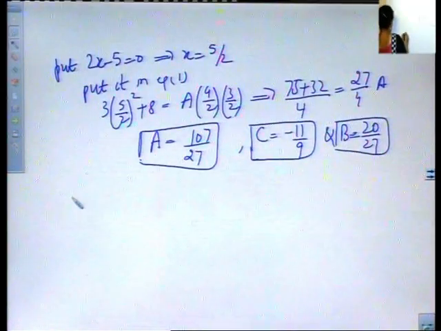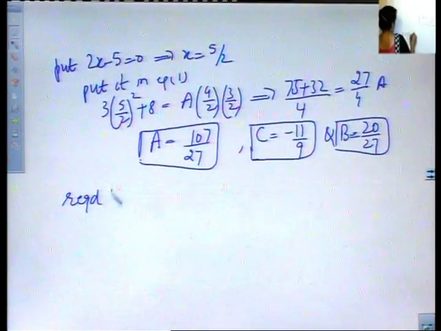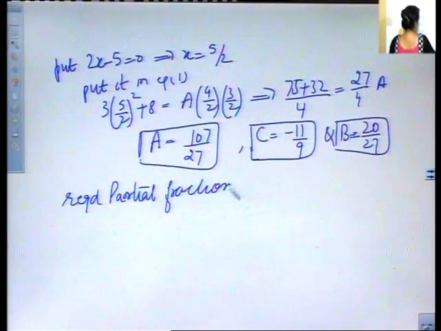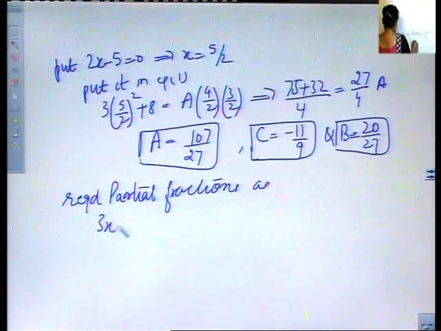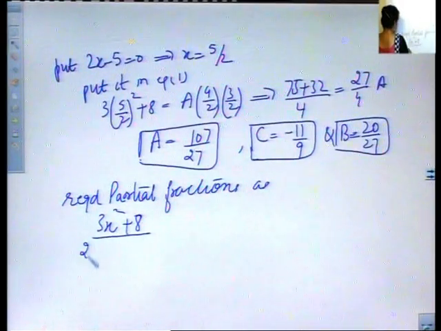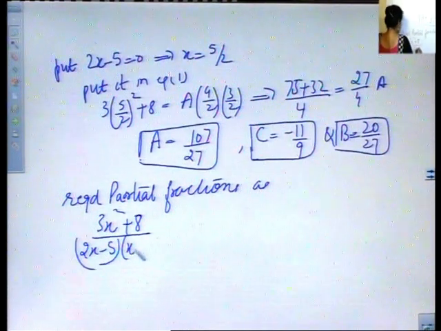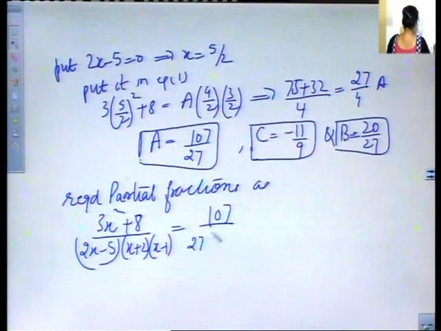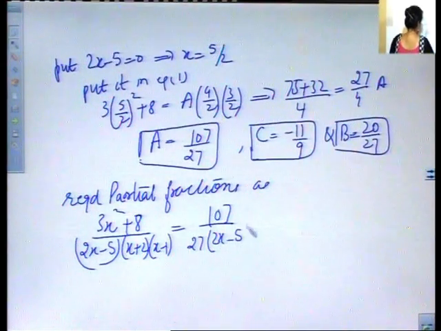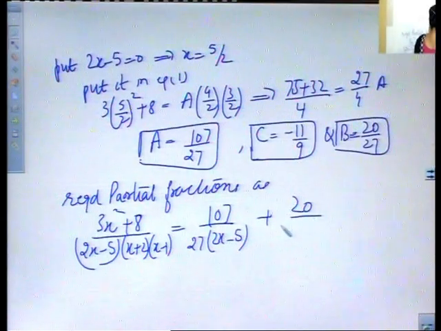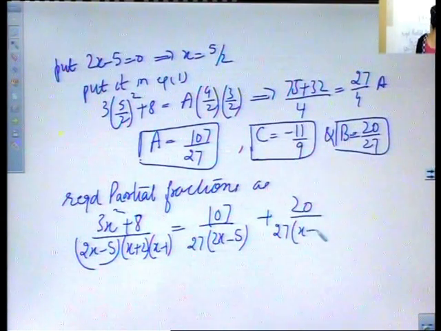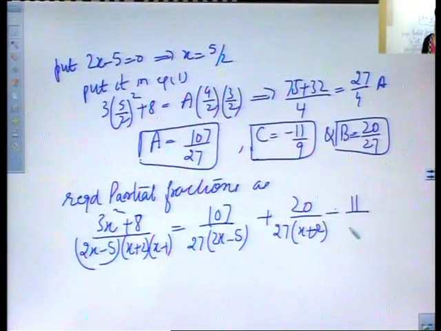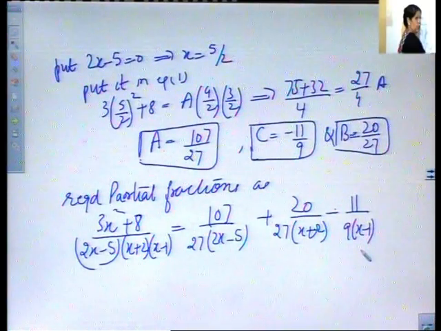So we get required partial fractions as 3x square plus 8 upon 2x minus 5, x plus 2, x minus 1 is equal to 107 upon 27 into 2x minus 5, putting the values of a, b and c, minus 11 upon 9 into x minus 1.